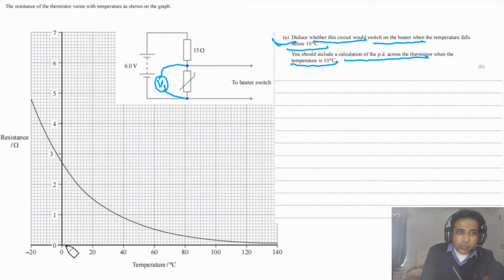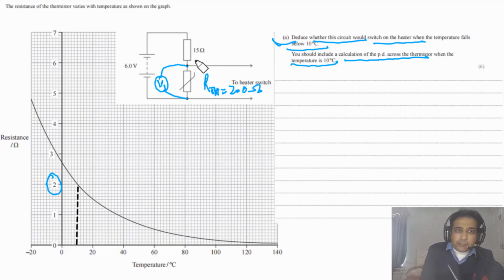So we have 0, 1, 2, 3, 4, 5. So this is 10 degrees Celsius. At 10 degrees Celsius, we can read the value of resistance. So this is 2 ohms. So the resistance of this thermistor is 2 ohms. So we can say the resistance of the thermistor is equal to 2.0 ohms. Now we need to find out the PD across this one.